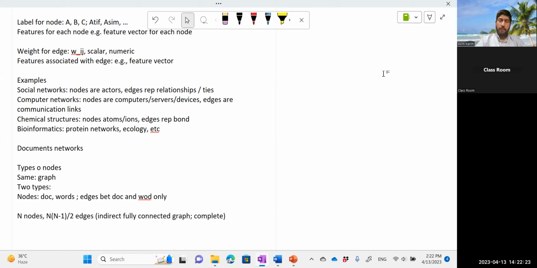ठीक है? So basically, n nodes हैं, तो possible number of undirected edges would be n into n minus 1 over 2. And if you have a directed graph, it will be n into n minus 1, the divided by 2 खत्म हो जाएगा. ठीक है? And in general, it will be actually n square.